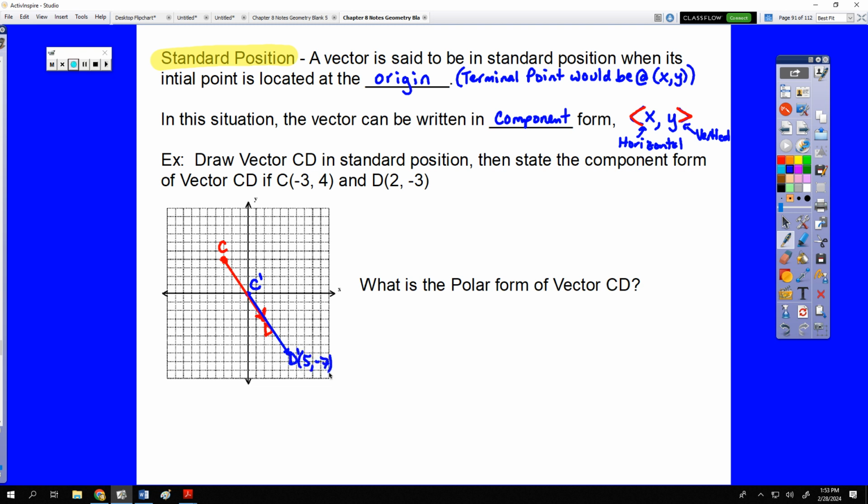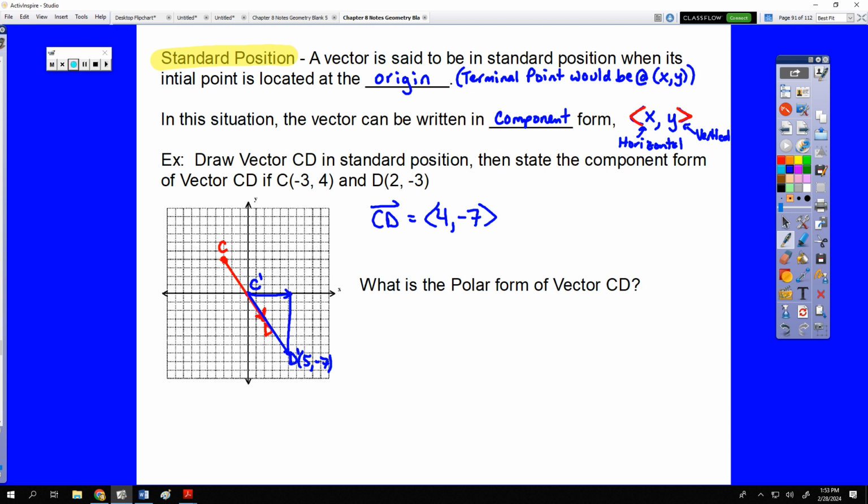As such, we can state that vector CD has the component form 5, negative 7, because if it starts at 0, 0, then it would end at 5, negative 7. So it would move right 5 and down 7.